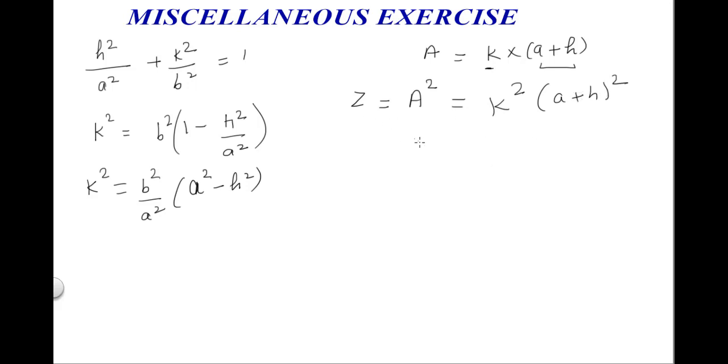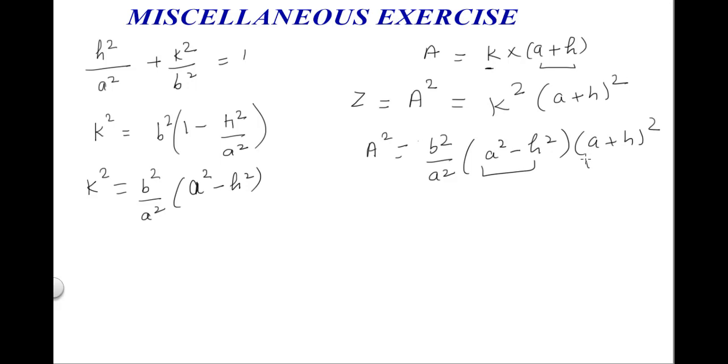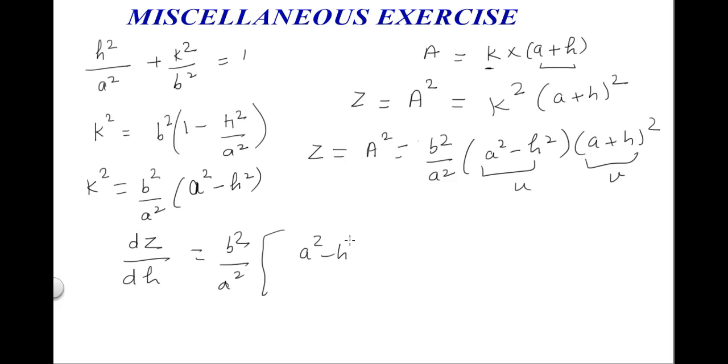Clear? So what is z now? Putting the value of k square, b square upon a square multiplied with a square minus h square into a plus h whole square. You see there are two functions, u and v. Using the product rule, we'll differentiate it, we'll represent it with z. So what is dz by dh? Because a is a constant, the expression is in terms of h. So just see, b square upon a square as it is. First function I am keeping as it is, a square minus h square.